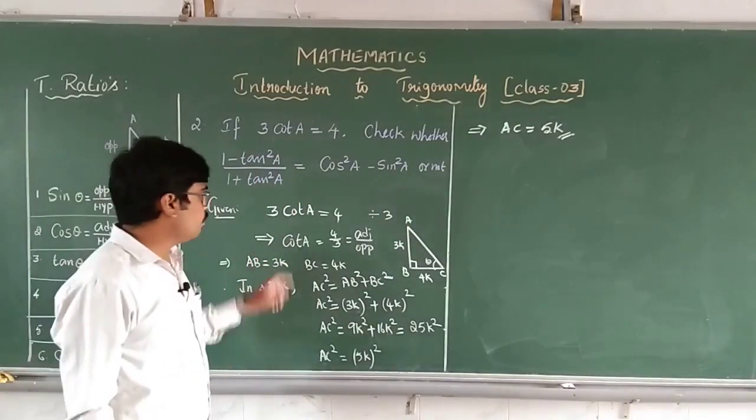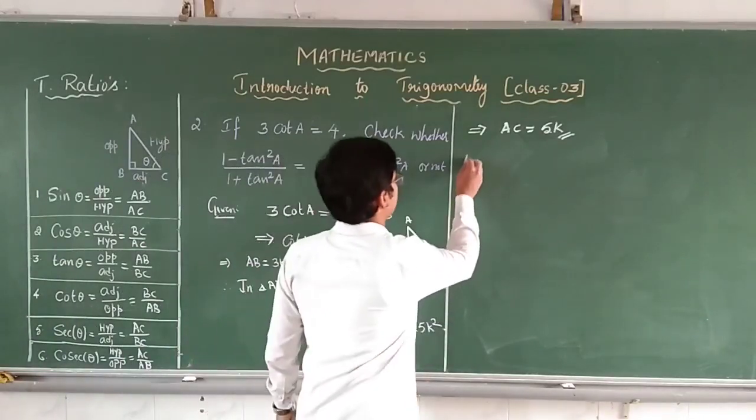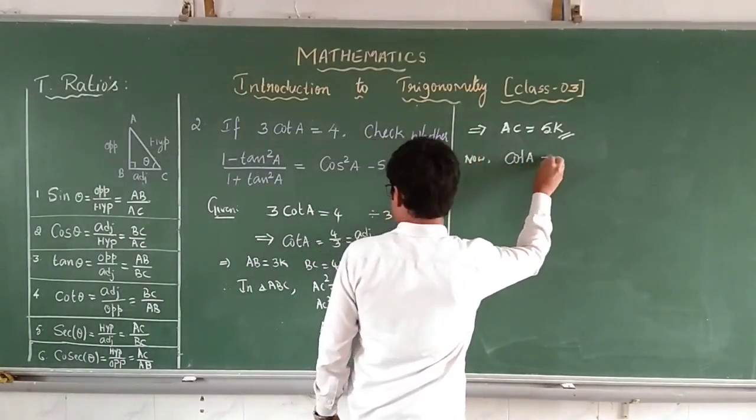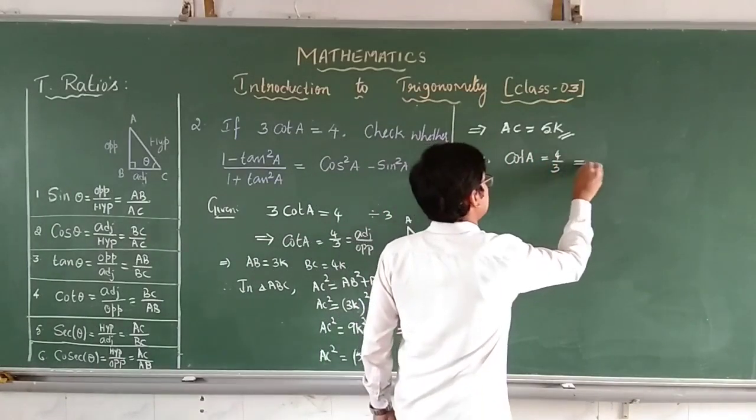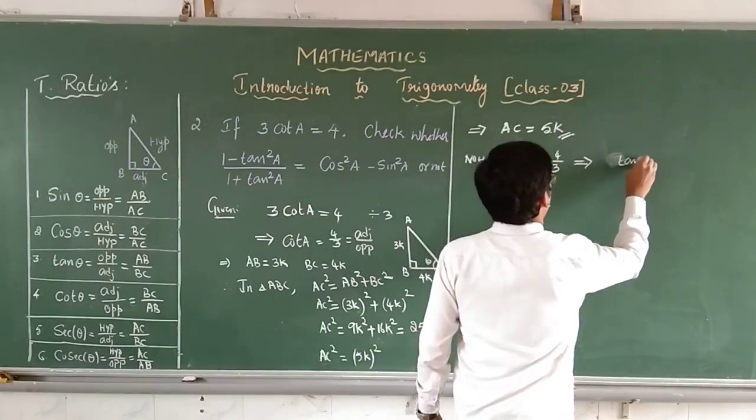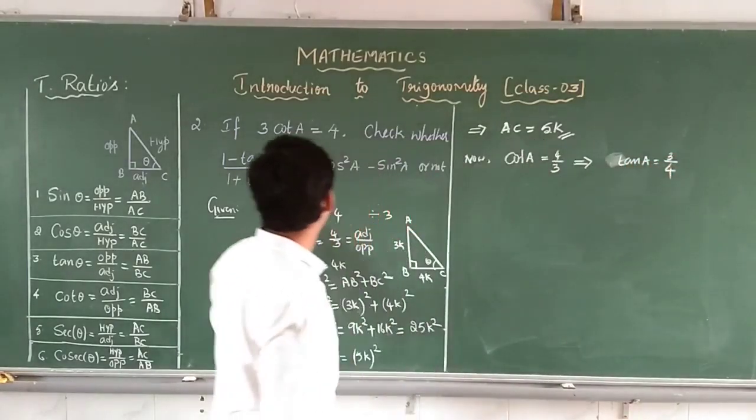Now, is it necessary to find the tan? No need to, because we know cot A. Cot A is 4 by 3. This implies I can directly write tan A by taking the reciprocal of this. We got the tan value.